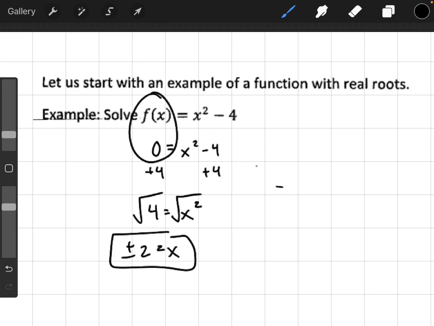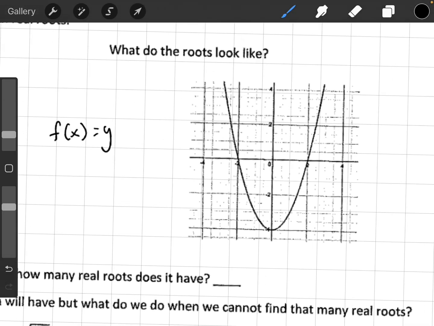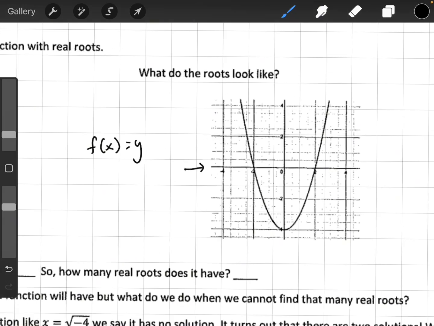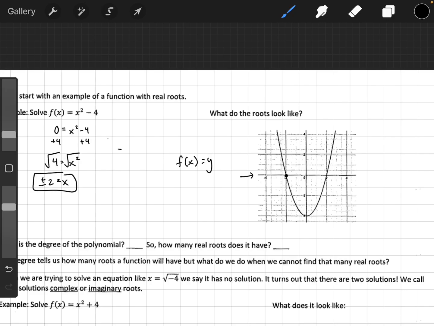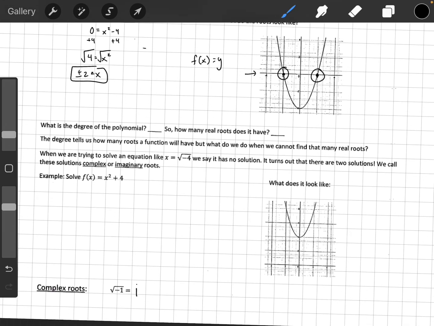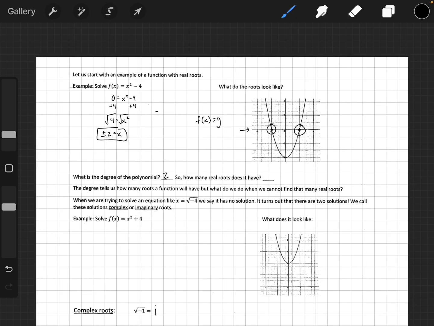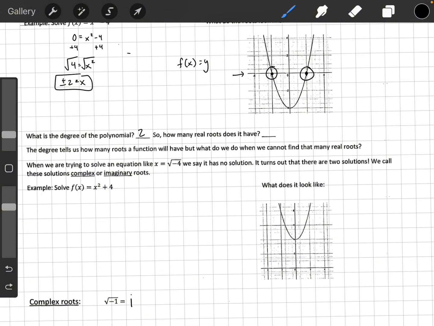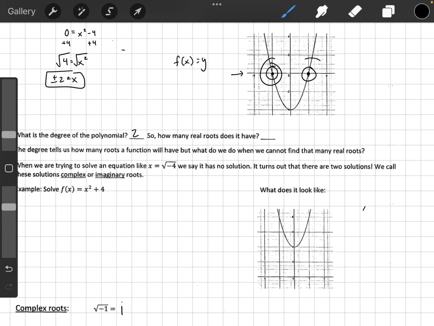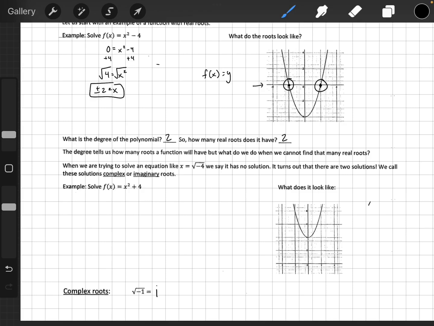So as we set f of x to 0, f of x is the same thing as y on a graph. So when f of x is equal to 0, here at this point, x equals negative 2 and positive 2. So those are the roots. So what is the degree of the polynomial? 2, because it goes up to the second degree. And how many real roots does it have? Well, it has this one and this one, so it has 2 roots. So the degree tells us how many roots the function will have.